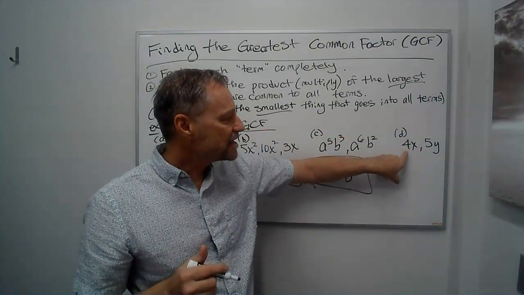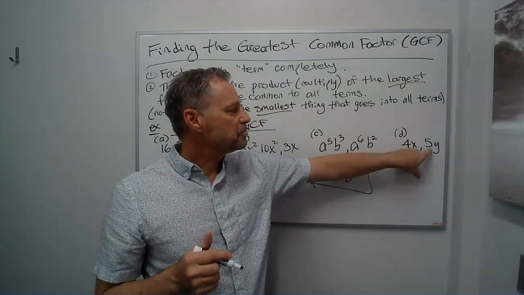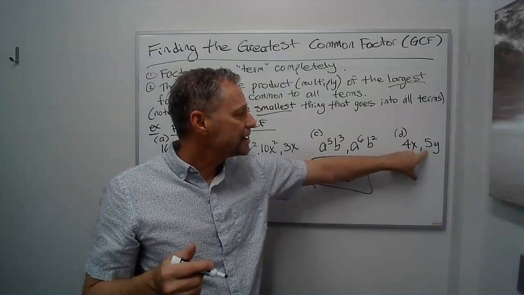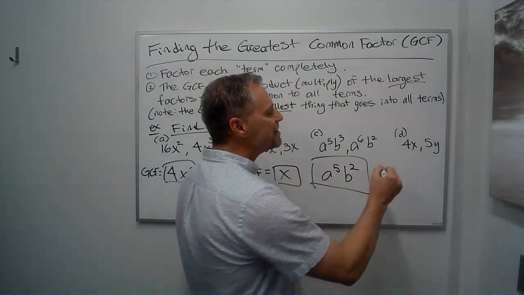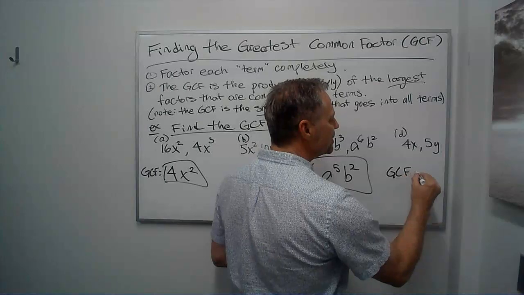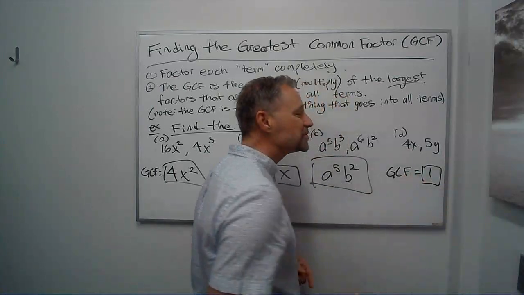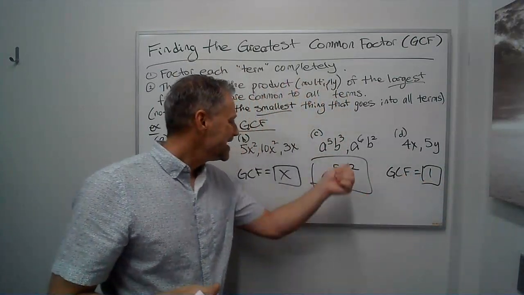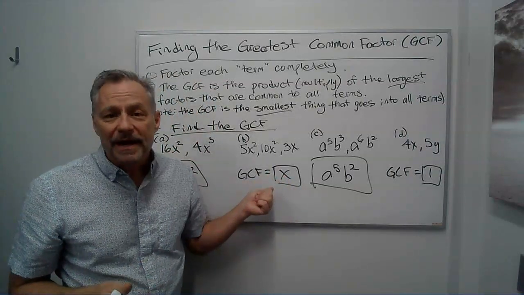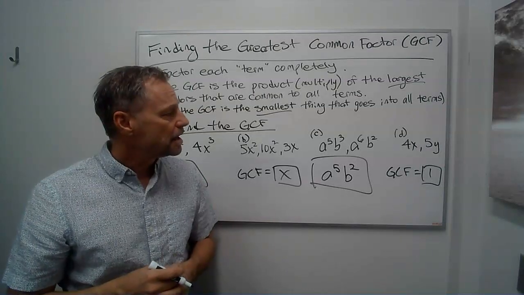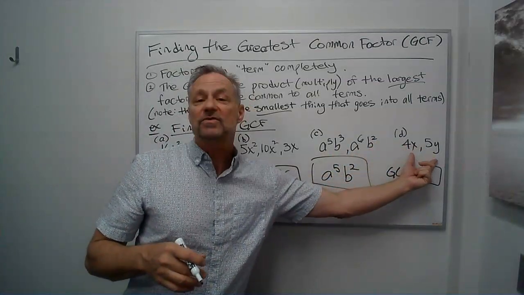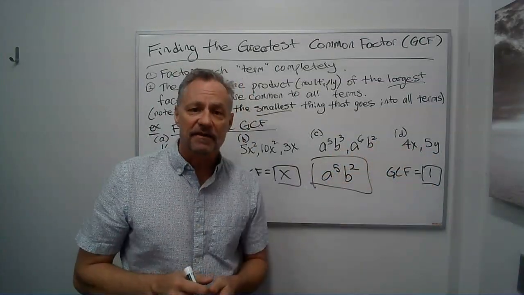And then over here, no number goes in both 4 and 5 other than 1. And then the x and the y, they don't have an x in common. They don't have a y in common. So this time, in fact, we would write the GCF is just the number 1. Because 1 goes into both of those. If there's something like an x, we're not going to say 1x. Could we? Technically, yes. Would it be fully simplified? No. So if nothing else goes into everything, you'll just say the GCF is 1.